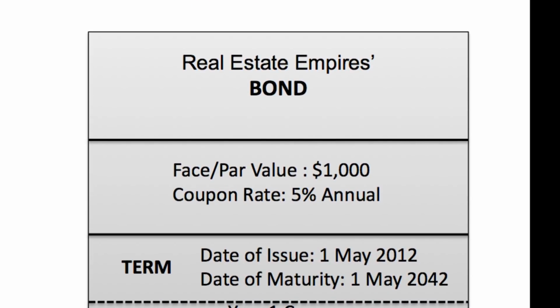As we look at the term, we can see that the date that this bond is issued is 1 May 2012, and the date that the bond becomes mature is 30 years later on 1 May 2042. So when Jesse buys that bond from the Real Estate Empire's company, he buys that bond on 1 May for $1,000. Then whenever the bond becomes mature on that 1 May 2042, Real Estate Empires is going to have to pay Jesse his $1,000 back that he initially purchased the bond for.